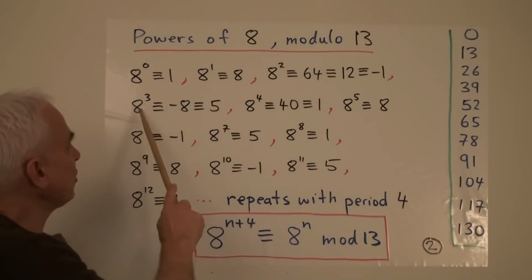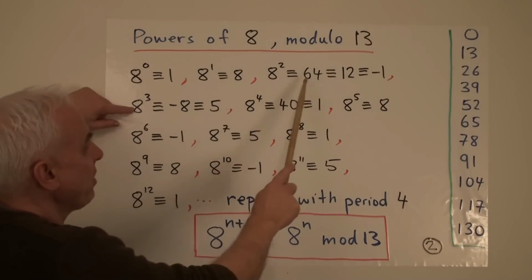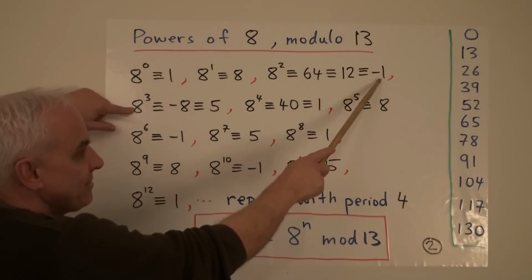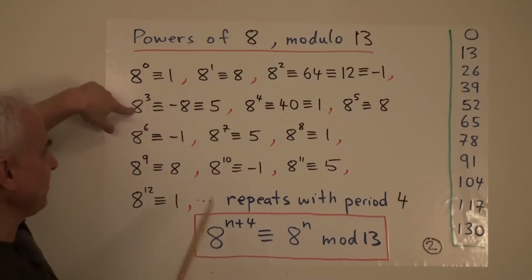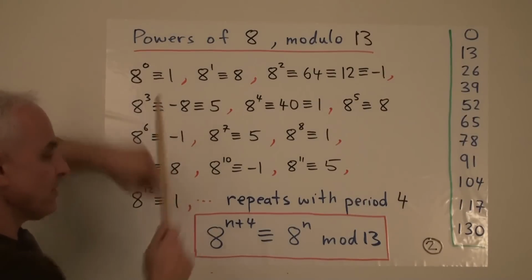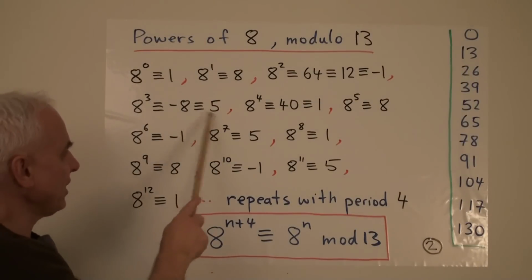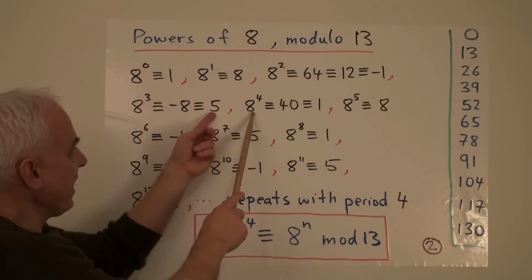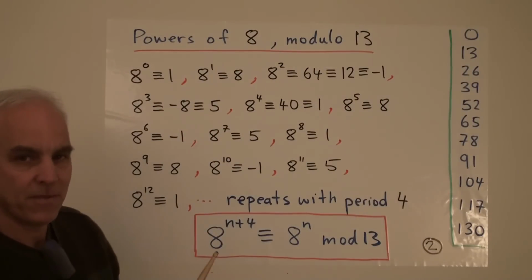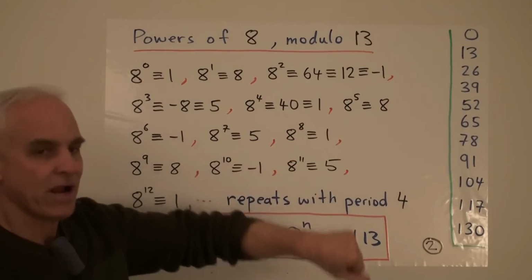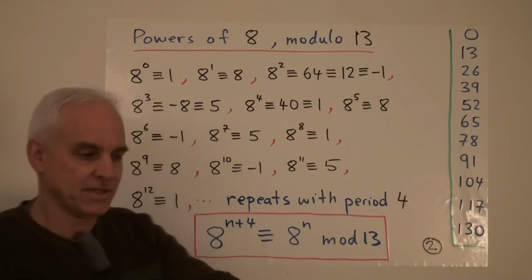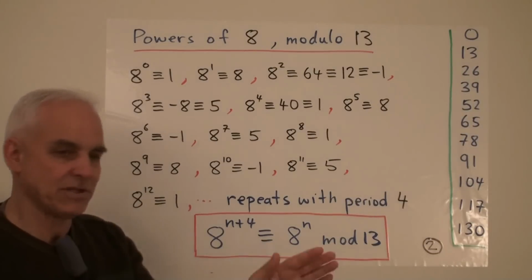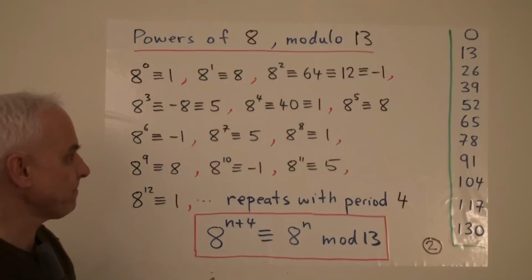Okay, now to get 8 cubed, we would multiply the previous one by 8. Now we could multiply the 12 by 8, or in fact the 64, but it's nicest to multiply the minus 1 by 8 to get minus 8, and that's congruent to 5. Just add 13. Then 8^4, we multiply the previous one by 8, that gives us 40. And 40 is congruent to 1 because we can subtract 39. So in this game, any multiple of 13 counts as essentially 0. We can add or subtract it without affecting anything.